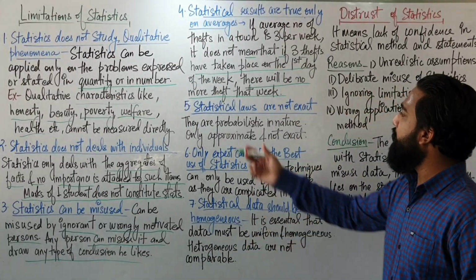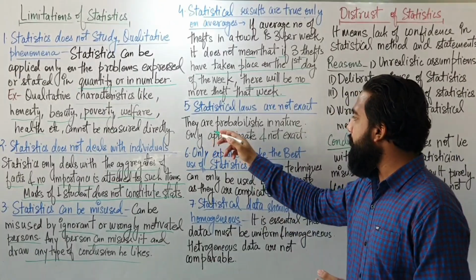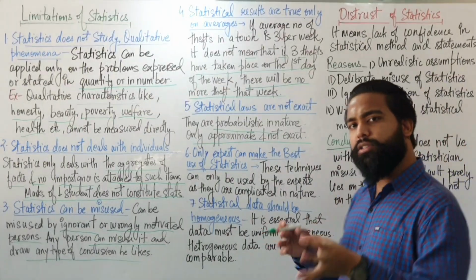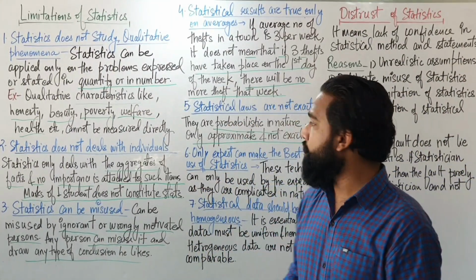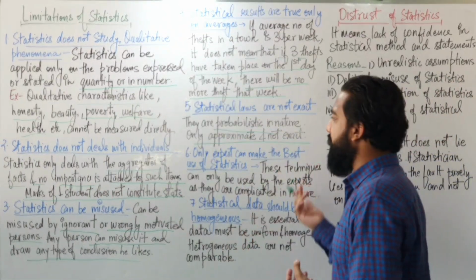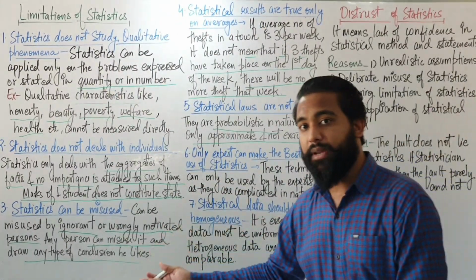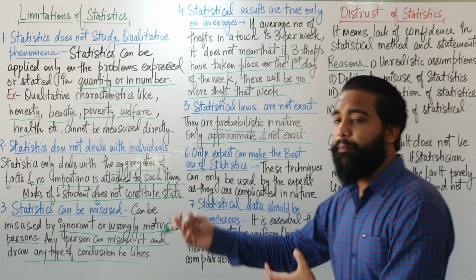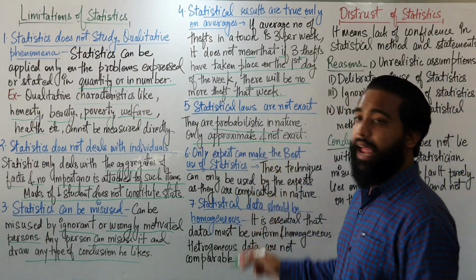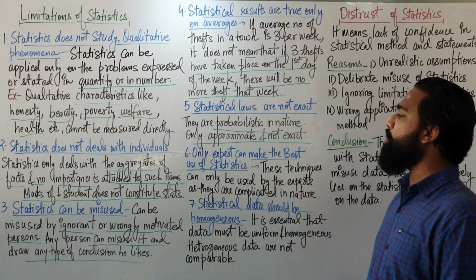Fine. Now, the fifth one, statistical laws are not exact. They are probabilistic in nature, only approximate and not exact. The laws which are made with the help of statistics are probabilistic in nature. It may or may not happen. The proportion of that happening may be increased or decreased according to the scenarios. So it is only approximate and not exact. Now the sixth one is only an expert can make the best use of statistics.